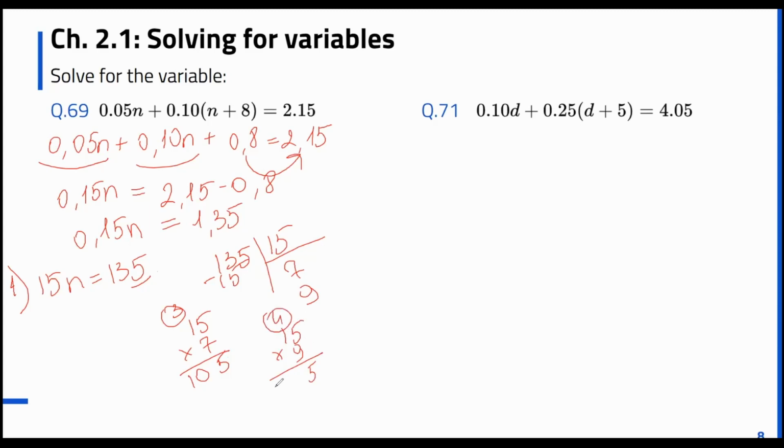9 multiplied by 1, 9 plus 4, 13. Exactly what we need. So n equals 9. If you have different approaches to dividing and multiplying, it's totally okay. As long as you get right answers, you can calculate as you are comfortable with.